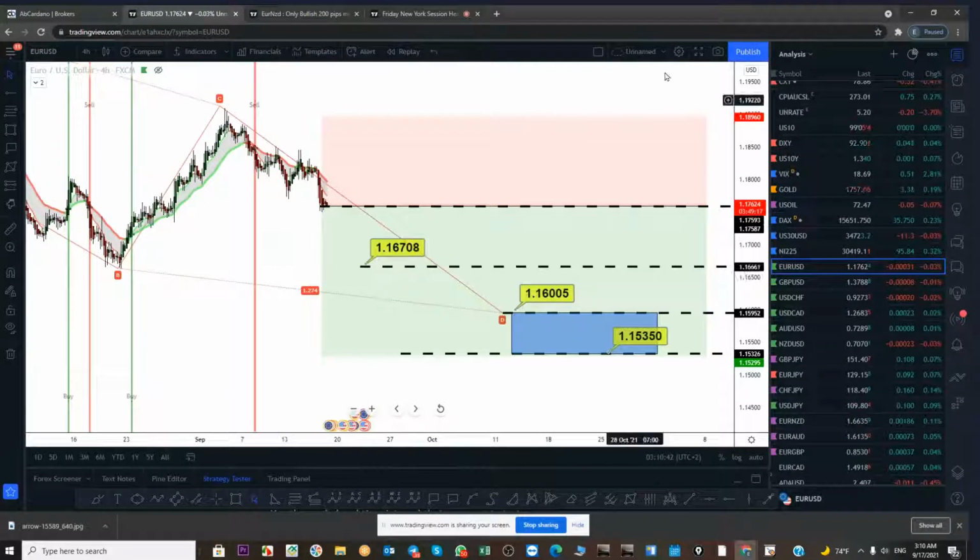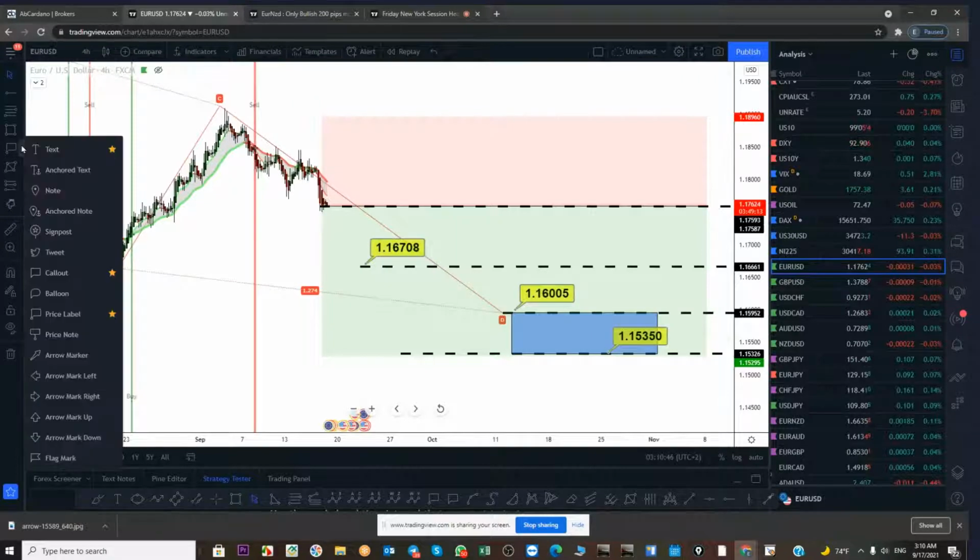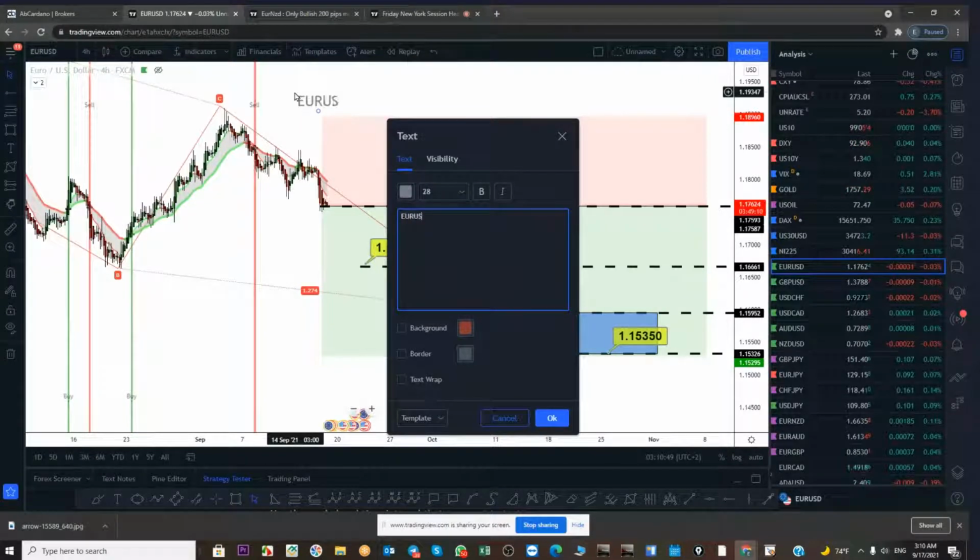So basically, we can type right here something about this. We can say Euro USD possibly falls to how much? 1.1530, so basically after about 230 pips.